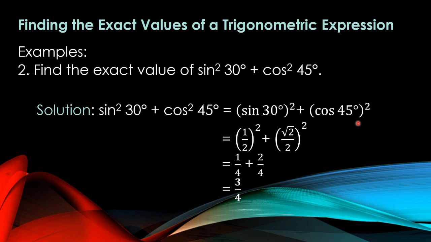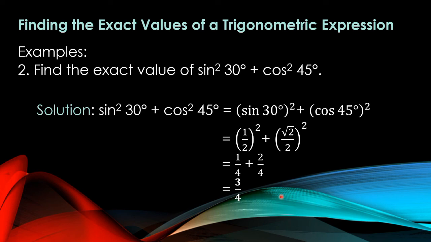Next, the value of cosine 45 degrees is the square root of 2 over 2. So, square 1/2, that is 1 times 1 sa numerator, is 1 also. Ang 2 times din sa sarili niya, so that is 4. Next, the square root of 2 squared, so that is the square root of 2 times the square root of 2, that is the square root of 4. The square root of 4 is positive 2. Kaya naging 2 rito. And then sa denominator, 2 times 2, that is 4.